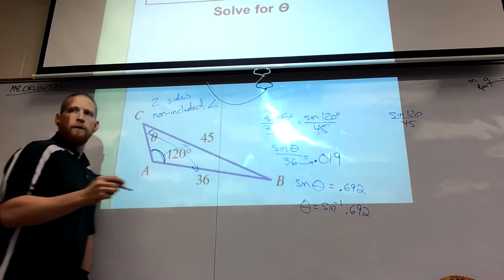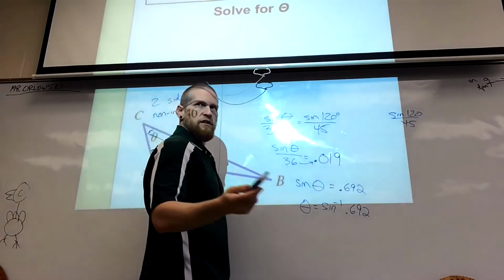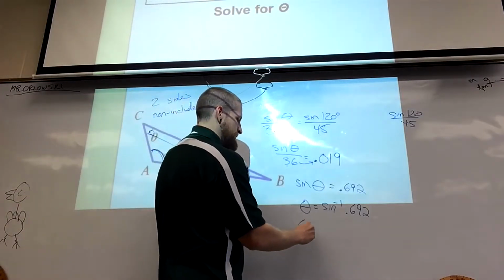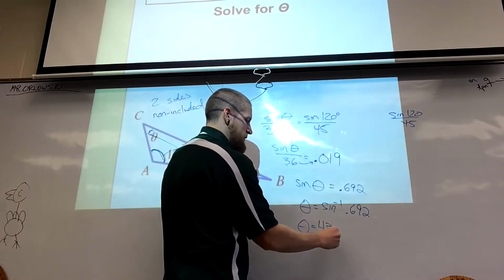Can you just divide it by sine? No, there's nothing to divide. Would you say 43 point what? 0.9.